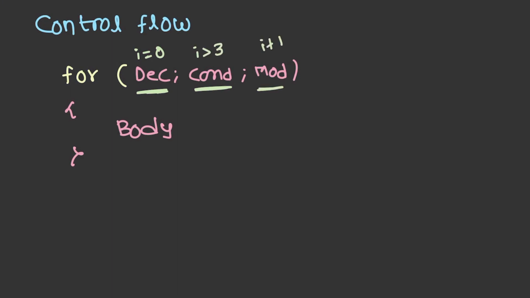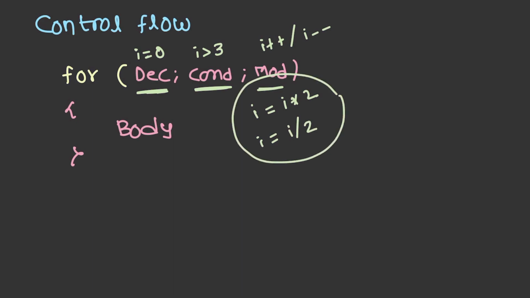Modification doesn't only mean increment or decrement operators. It can even be i multiplied by 2 or i divided by 2. Any value of modification can be allowed. So it's not only an increment or decrement. You can make any type of modification here, and whatever is in the body will be executed. Let's try to understand the flow and how it is made, so that it will be easy to solve problems.